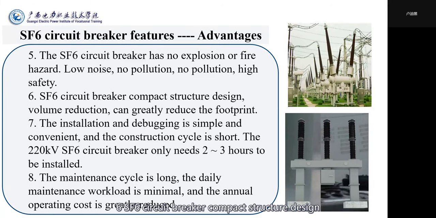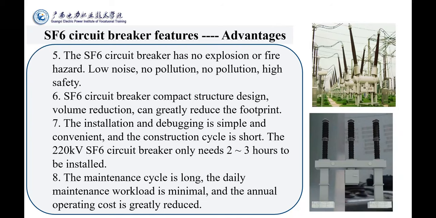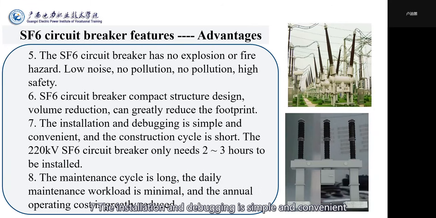6. The SF6 circuit breaker has a compact structure design. Volume reduction can greatly reduce the footprint. 7. Installation and debugging are simple and convenient, and the construction cycle is short. A 220,000 volt SF6 circuit breaker only needs 2 to 3 hours to be installed.